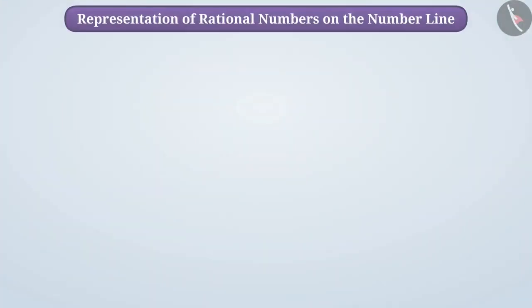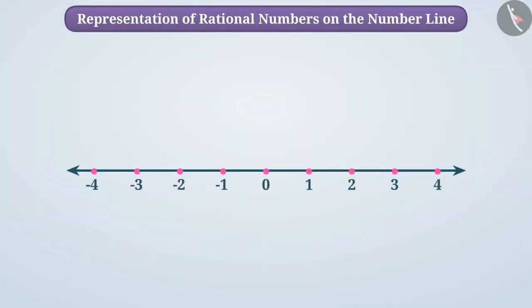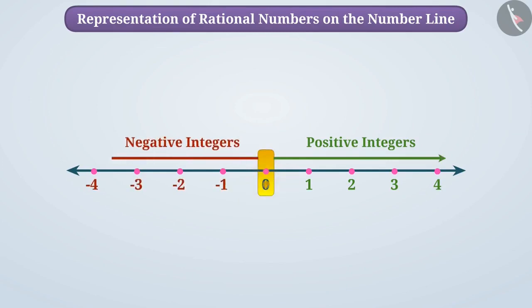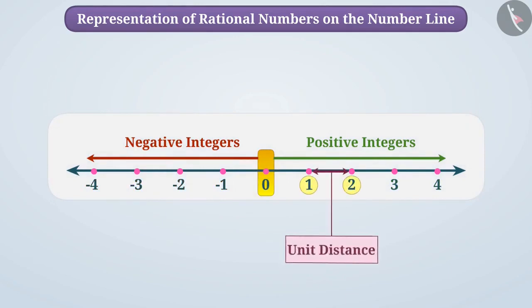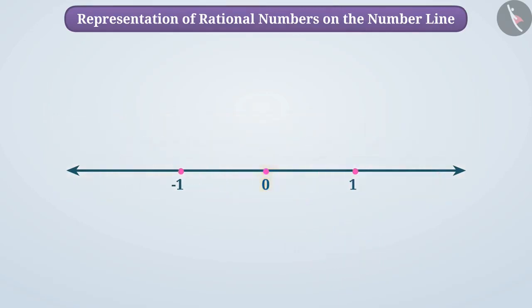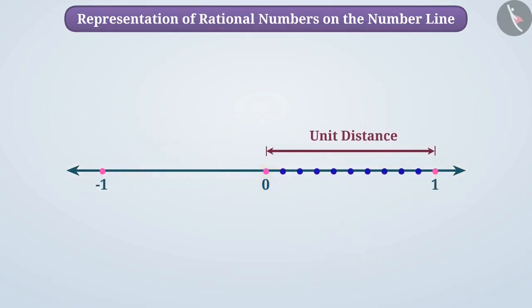In the previous class, we represented integers on the number line. Positive integers are represented on the right of 0 and negative integers on the left of 0 on this number line. The distance between any two integers is called a unit distance. Let's make 10 equal parts of the unit distance between 0 and 1. In this way, each of these parts will be 1 by 10th part of the unit distance.